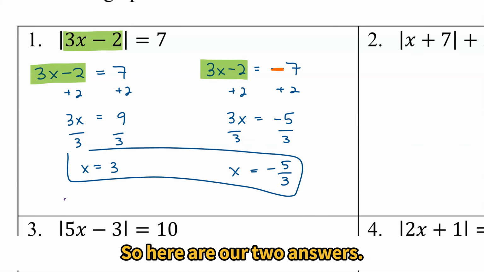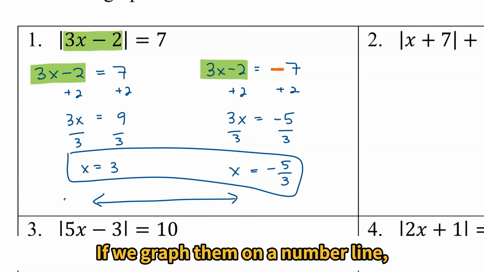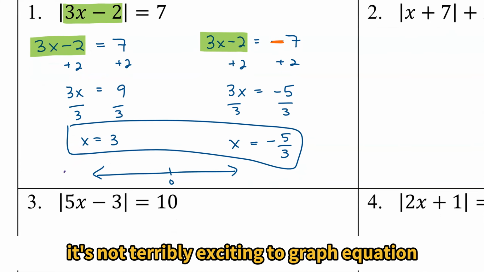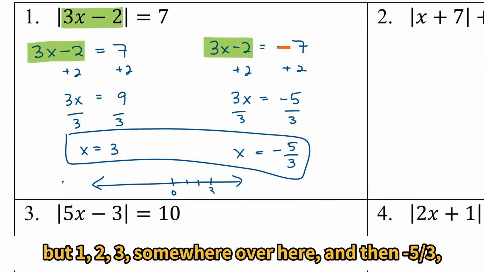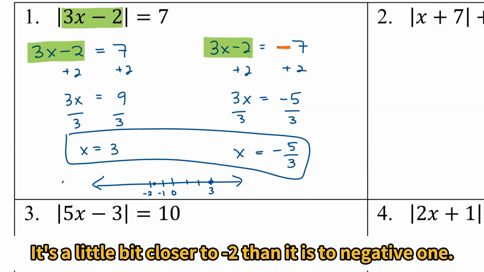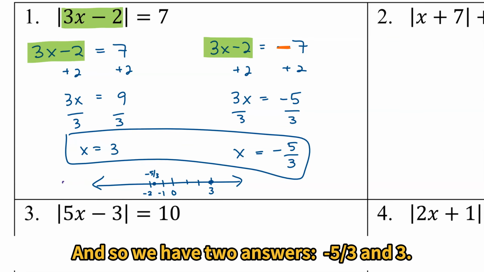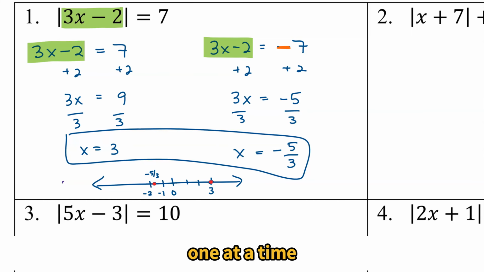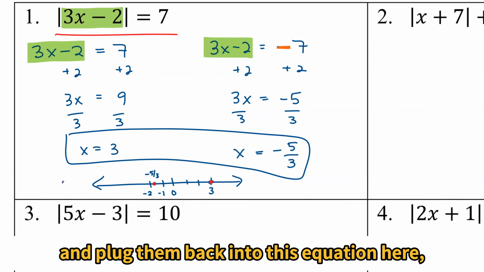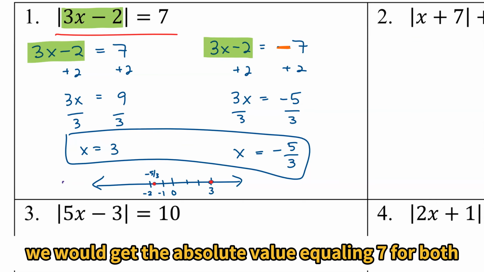So here are our two answers. If we graph them on a number line, it's not terribly exciting to graph equation answers on a number line, but 1, 2, 3, somewhere over here, and then -5/3, it's a little bit closer to -2 than it is to -1. And so we have two answers, -5/3 and 3. And if we were to take these numbers one at a time and plug them back into this equation up here, we would get the absolute value equaling 7 for both of those numbers.